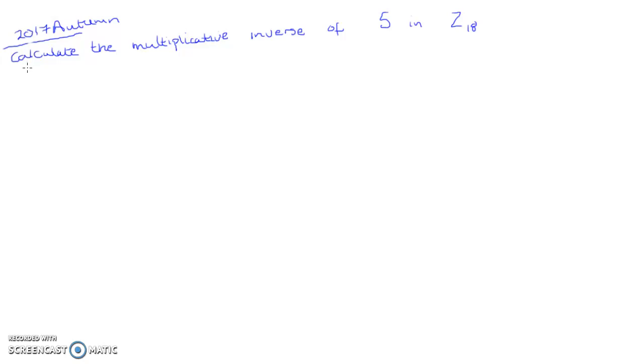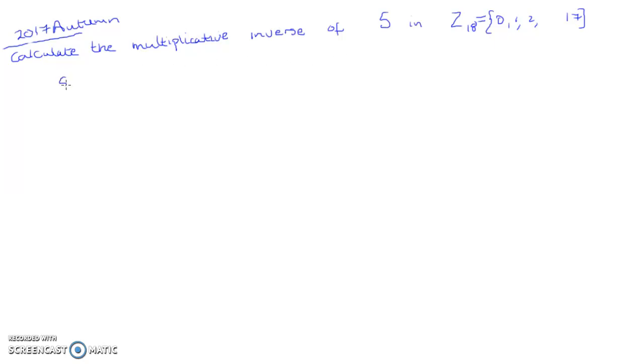So this is the 2017 autumn paper for the Maths for Cryptography, and it says calculate the multiplicative inverse of 5 in Z18. So again, Z18 is the integer set of all the remainders when all the integers are divided by 18. So the possible remainders are 0, 1, 2, 3, and right up to 17. They're all possible remainders.